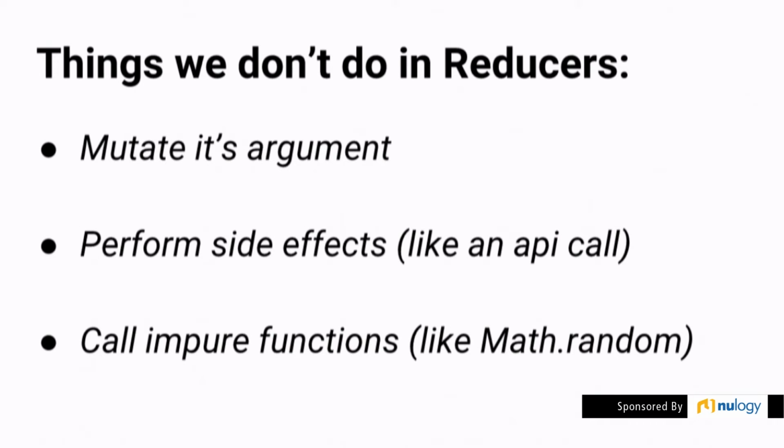So the things that we don't do in reducers, this is the important stuff. We don't mutate its argument because we don't want to perform side effects in this function, and we don't call impure functions. So we don't make API calls, and we don't use things like Math.random. Why? Because we don't want any surprises and we don't want any side effects. That gives us really, really predictable code, which means that it's testable.